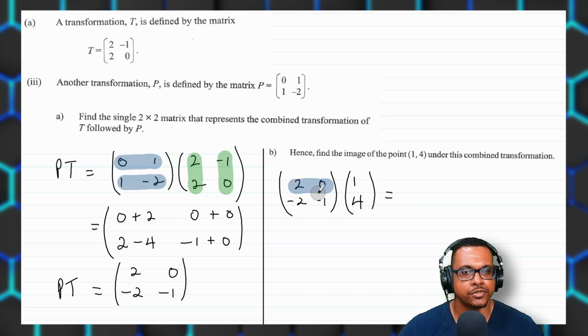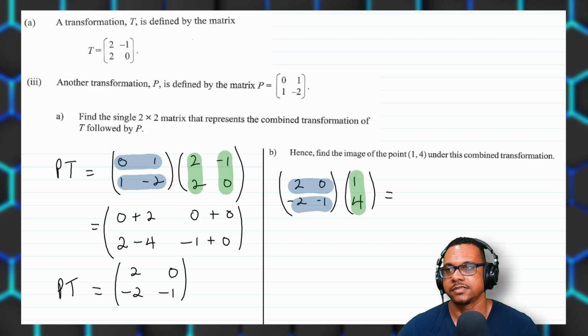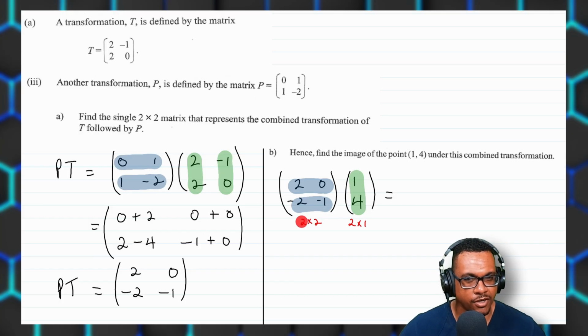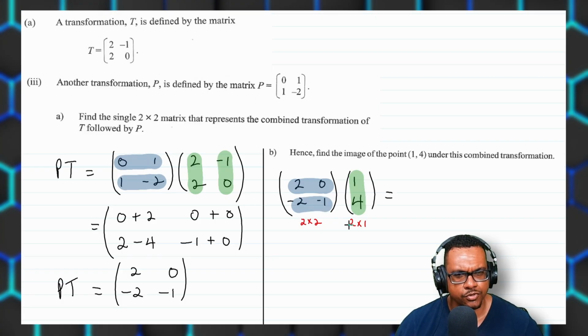So again, we want rows in the first matrix by columns in the second matrix. Now this here is a 2 by 2 matrix, so it's 2 rows, 2 columns. And this matrix here has 2 rows but 1 column, so it's a 2 by 1 matrix. Therefore, the answer is going to be given by the outer numbers, so the answer is going to be a 2 by 1 matrix. So we're going to get a number here and a number here, just like this.